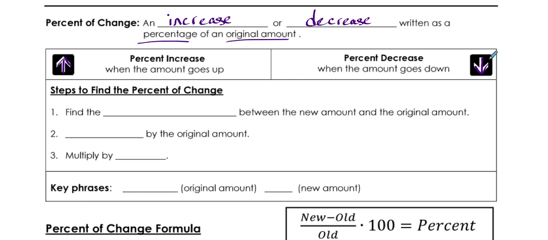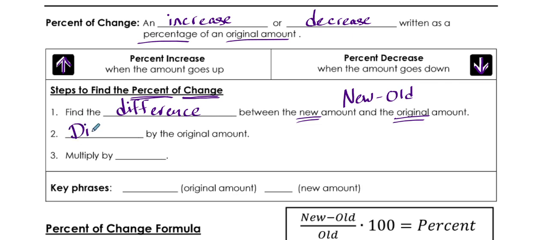Our first step is to figure out how much something changes by. Before we change it into a percent, we need to think about just how much it changes by, which is finding the difference. So we find the difference between the new amount and the original amount. That just means we subtract the new minus the old. Then we take that change and we divide by the original amount. That's going to give us a decimal. Then we multiply it by 100 to change it into a percent.